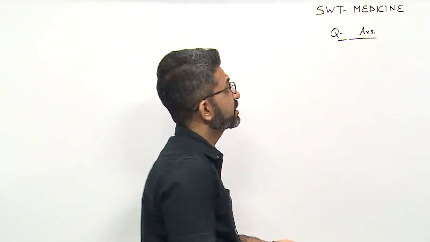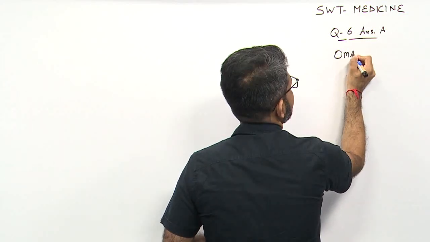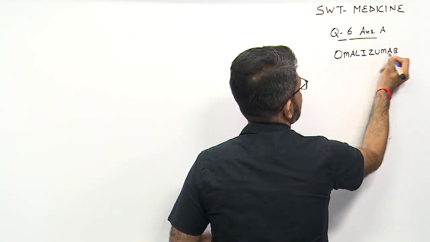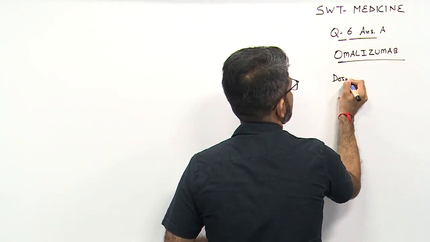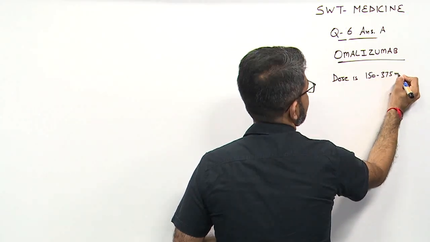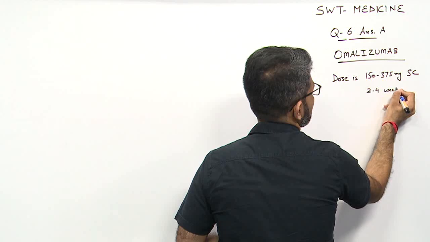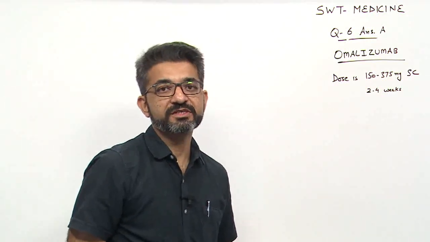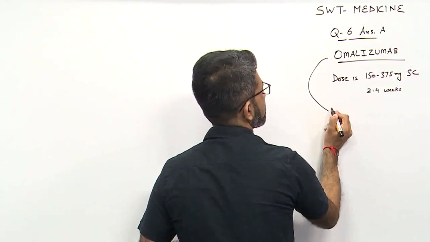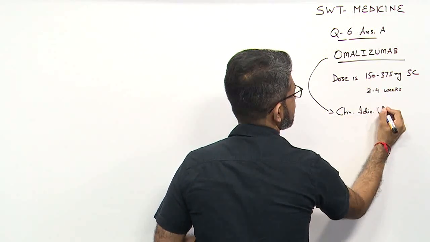Question number 6 is regarding refractory asthma. Answer is A, omalizumab. The dose is 150 to 375 milligram subcutaneous every 2 to 4 weeks, particularly in patients having refractory asthma. The other indication of omalizumab is chronic idiopathic urticaria.